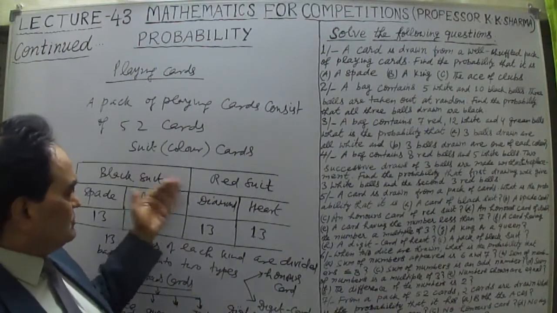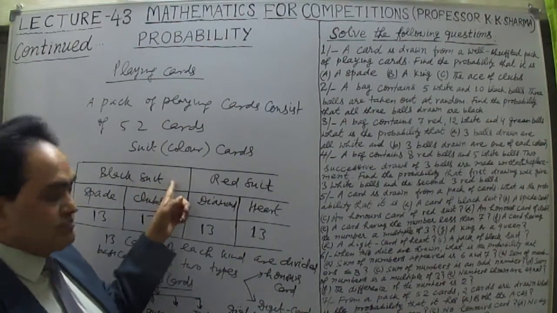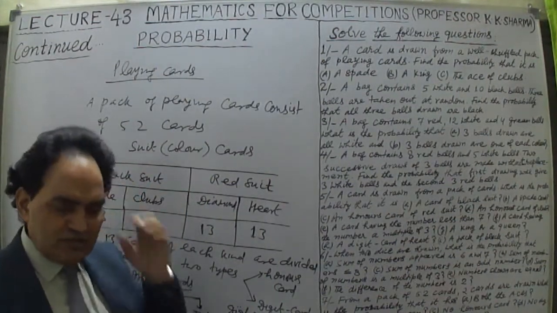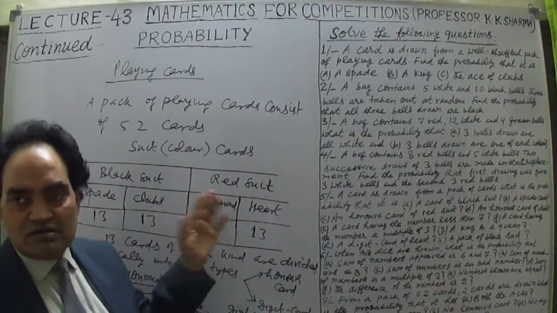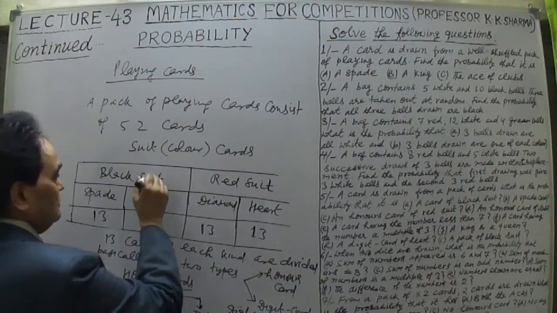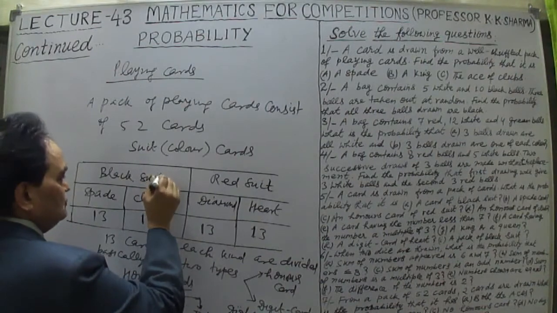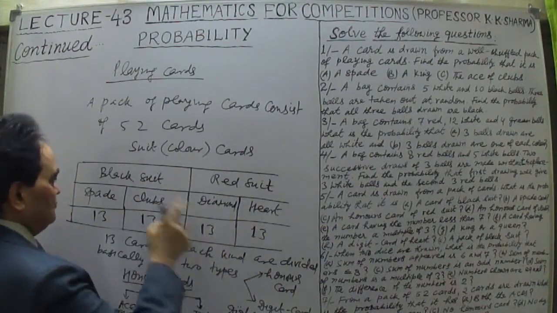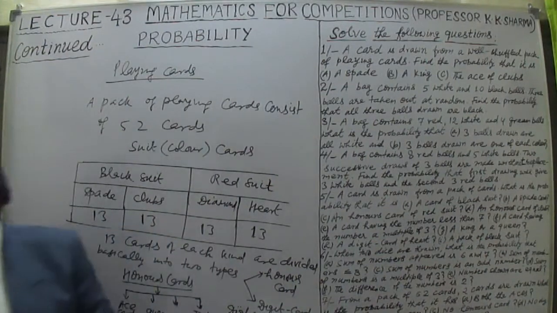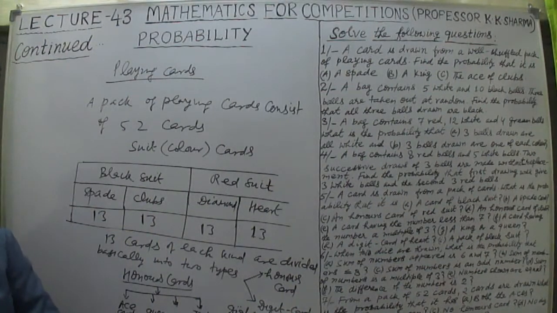Two types here. Suits are black and red. These two suits are there. Suit means color here, basic color. Black color and red color. So suit means color. Okay, S-U-I-T, suit. So red suit and black suit. Black suit is a spade and club. Right? Spade and club are black suits and the red suits are diamond and heart.